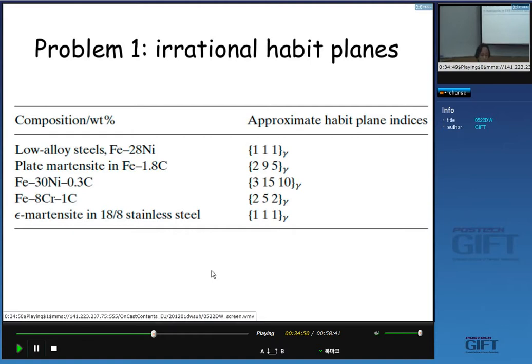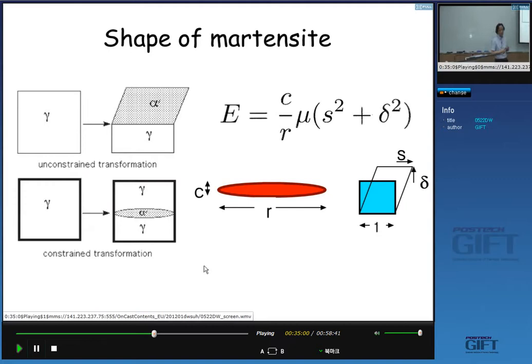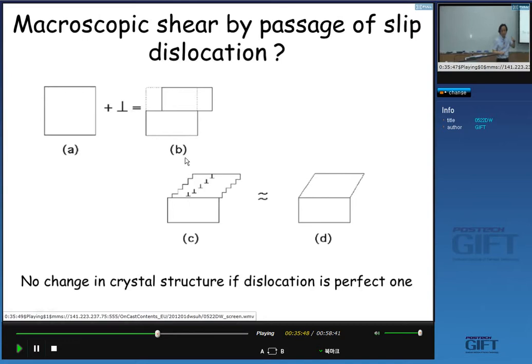So if we have a proper theory, a proper theory of the martensite transformation, it should help to give you an answer why the index of this plane is not the slip plane of the austenite. And you can easily understand that if this is a slip plane of austenite, that shape, this kind of shape can be formed by slip of a series of these dislocations, right?